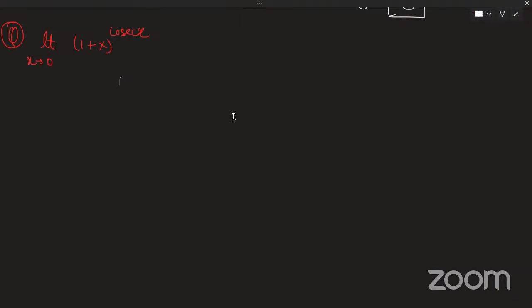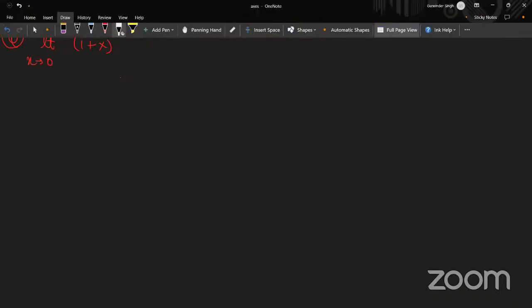There is no standard procedure for solving 0 by 0 or infinity by infinity. Sometimes you may need to go for expansion. Sometimes you may need to apply L'Hopital's rule. Sometimes you may apply L'Hopital's rule 3 or 4 times to get the answer. It is possible. Okay, fine. Let us look at this one.